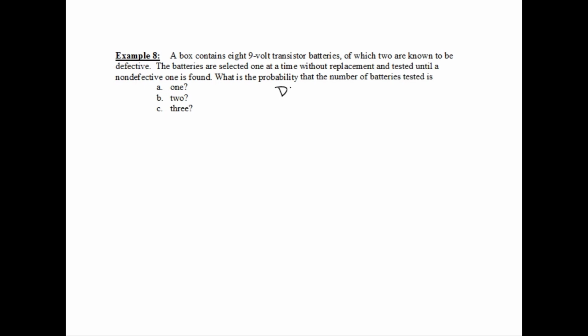So what we need to do before we can start doing any kind of calculation is draw a probability tree to describe our situation. So our layers of our tree, we have the first draw, and then we'll have the second draw, and then we'll keep going if we need more. So on the first draw, what can we get? We can either get a defective battery or a non-defective battery.